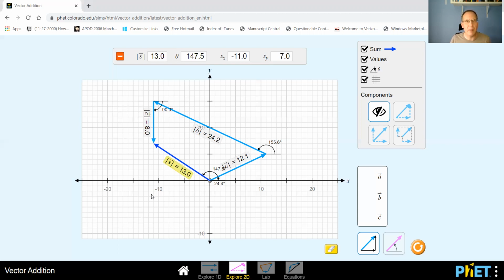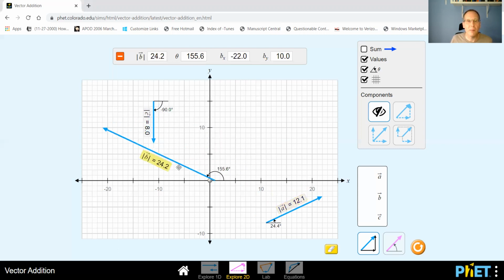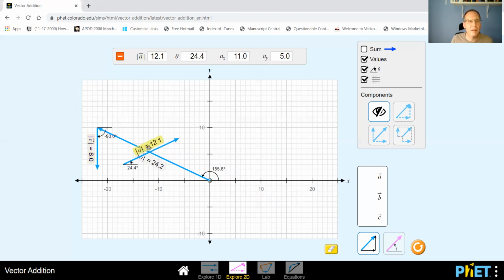Okay, and the order didn't matter. So here, let me just do this in a different order. Let's say I start with B, then I add C, and then I add A. And you're going to find you get exactly the same vector. It's 13.0, and it's hard to read here because it overlapped the numbers, but it's 147, the same as it was before. So the order in which you add vectors doesn't matter.